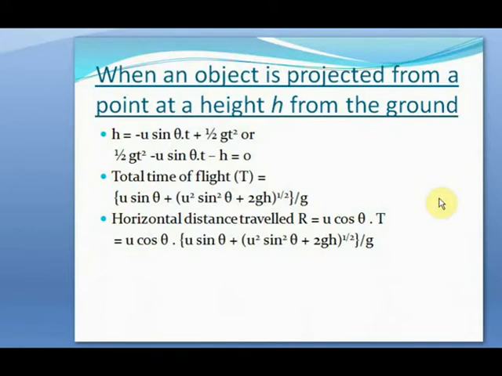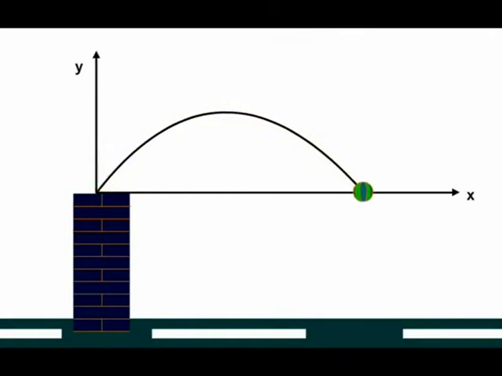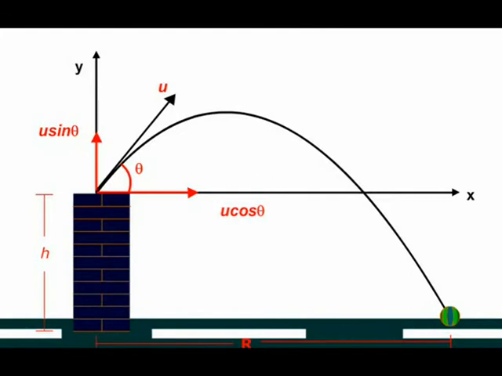Now let's discuss the path of a projectile when it is projected from a point which is at a height h from the ground. So let's see this animation first. Here, as you can see, the projectile is being projected from a point, say this point is O, and this point O is at a height h from the ground. The velocity of projection is again u, and the angle of projection is theta.